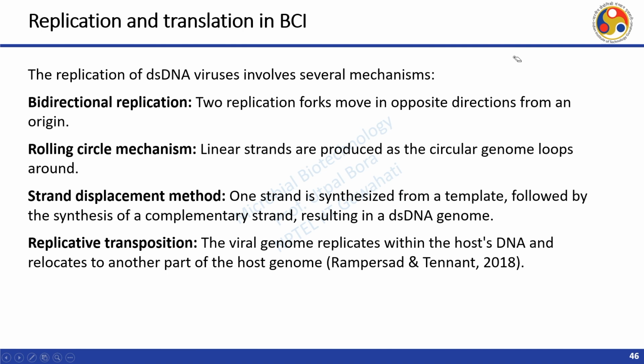of complex structures. We will not discuss that at length. Those who are interested can refer to the replication fork model, the revised replication fork model. The second one is the rolling circle mechanism, where linear strands are produced as a circular genome loops around. And the third one is the strand displacement method.